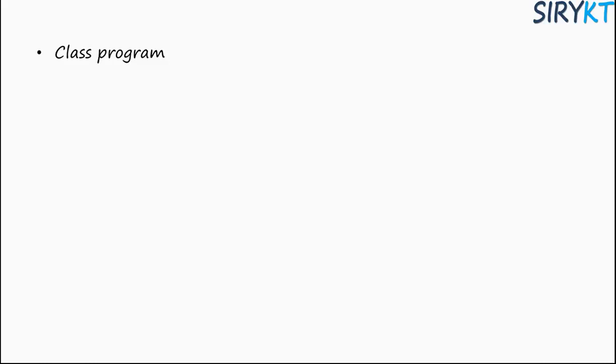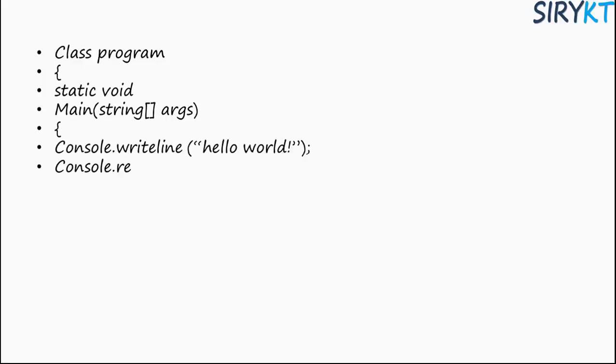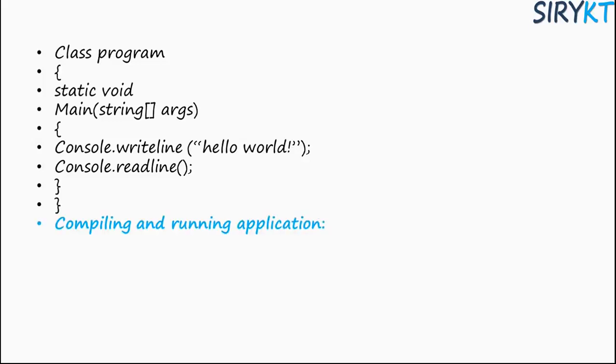Class Program. Here is an example. We will discuss how to write a simple C# program. First, we will declare a class Program, static void, and then a Main method. Then we will write Console.WriteLine for the output we want. This is how a C# program is written.